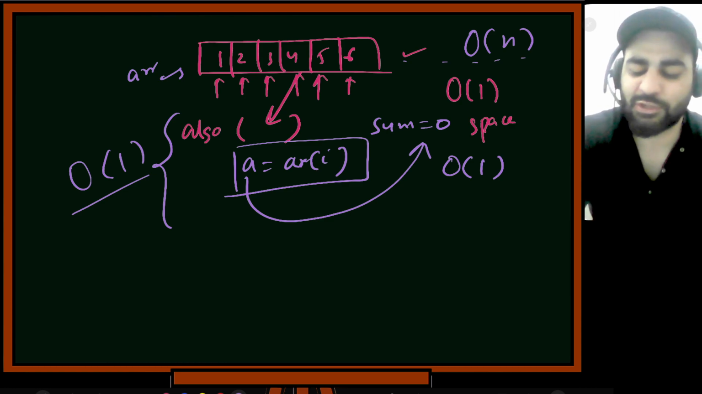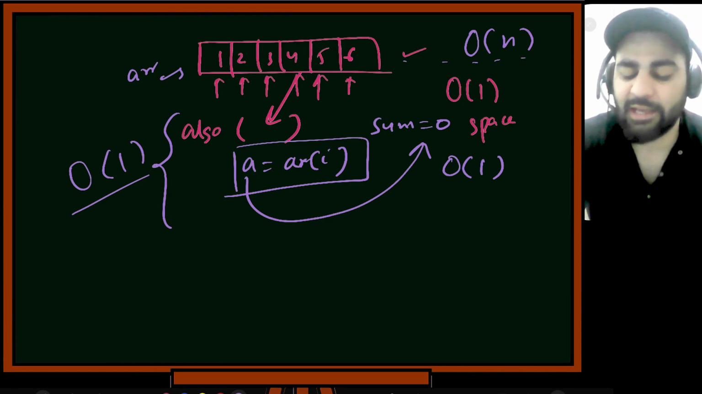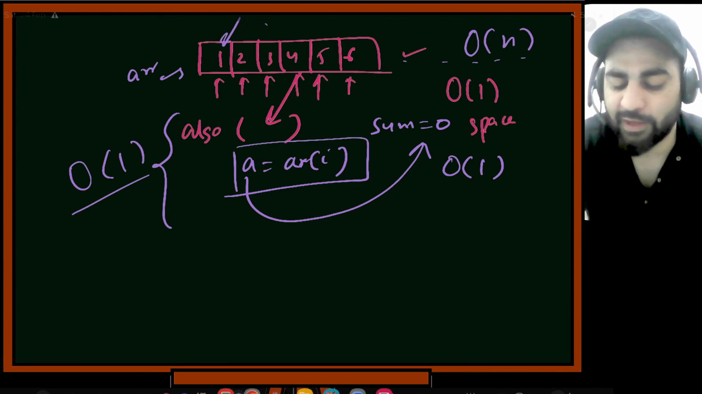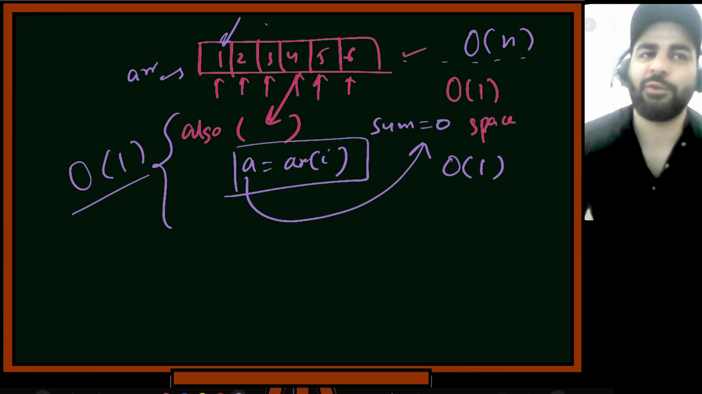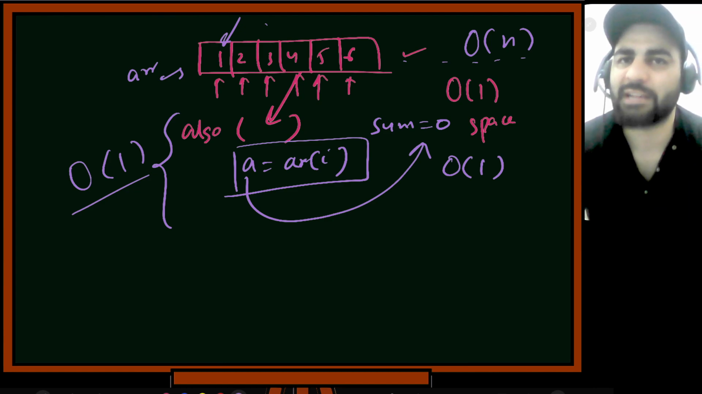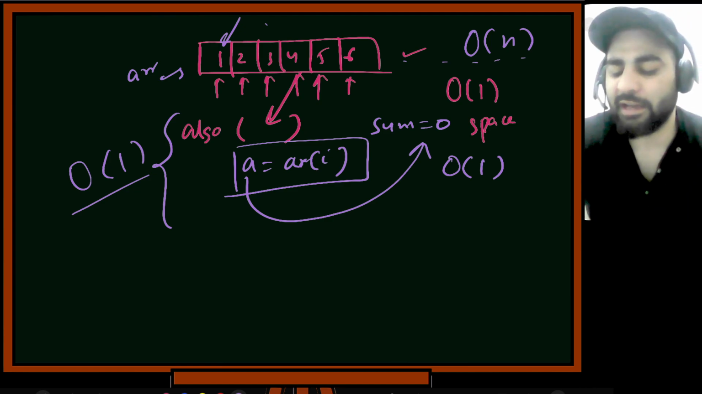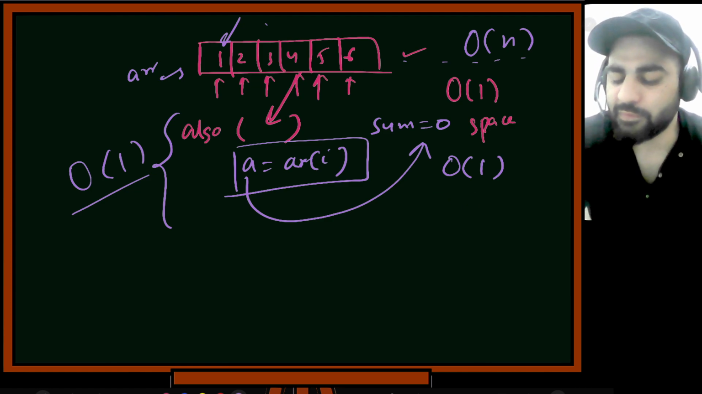Why? Because it just stores each element of the array into this a, and then it uses it for the computation. But if you use the approach where you take the input into consideration, that input resides in the memory, then anyways it will have to use order n space.